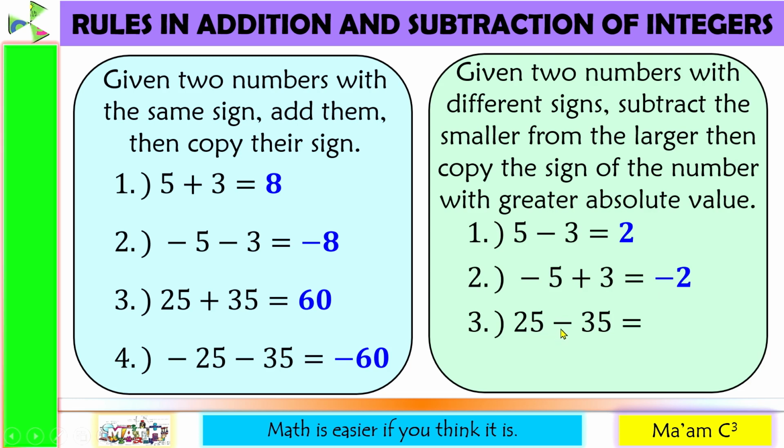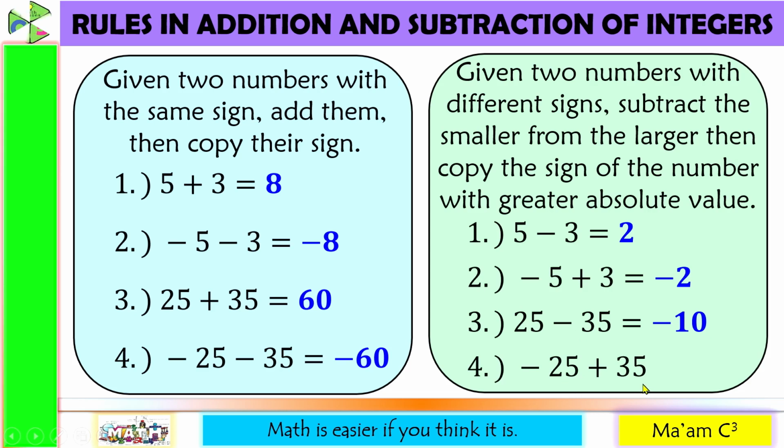25 minus 35. 25 is less than 35. So we subtract 25 from 35, and that is equal to 10. The absolute value of 25 is 25. The absolute value of 35 is 35. Since the absolute value of 35 is greater than 25 and the sign of 35 here is negative, then our answer is also negative. Number 4, negative 25 plus 35.